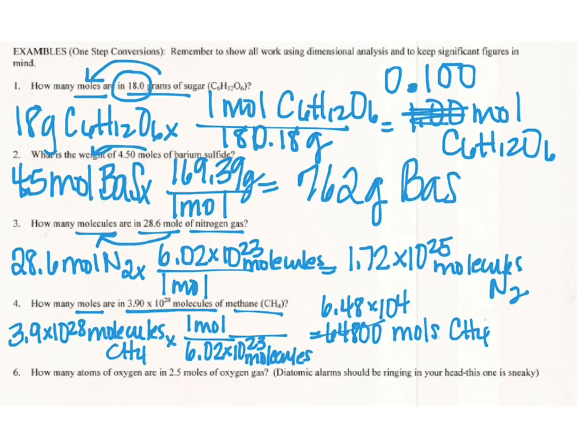And the last one is kind of tricky. It says, how many atoms of oxygen are in 2.5 moles of oxygen gas? Diatomic alarm should be ringing in your head. This one is sneaky. So we know that there are 2.5 moles of oxygen gas.